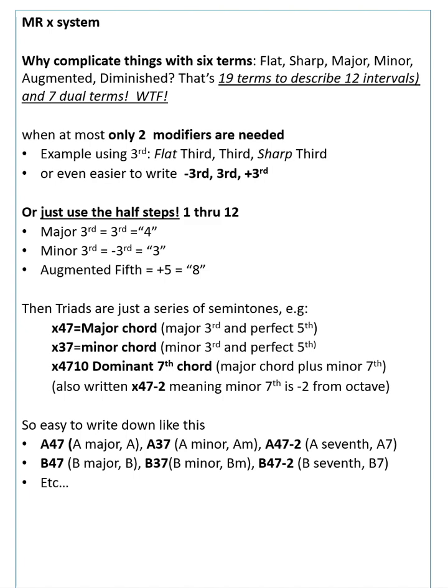So the simple thing is, why not just use half steps, or as I like to call them, semitones? All right. So triads, in the fourth paragraph there. Triads are just a series of semitones. If X is your root note, for a major chord, you always play a major third, which is 4 semitones. So X47 means play the root, play a tone 4 semitones above that, and a tone 7 semitones above the X. That's a root, a major third, and a perfect fifth. So an X47 is a major chord, where X is the root, 4 is a note 4 semitones above, 7 semitones above, etc. X37, etc.